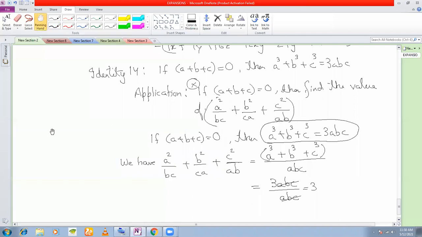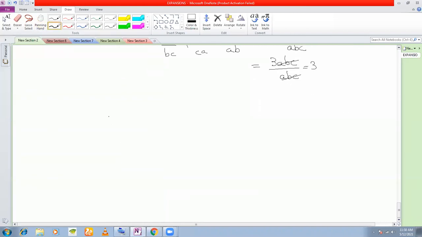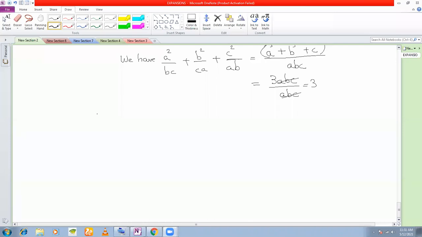So it's clear. We'll move to the next part. Now once we have shown the application of each of the identities, I'll give you certain sums from the textbook itself. Okay, let's just write the sums first.